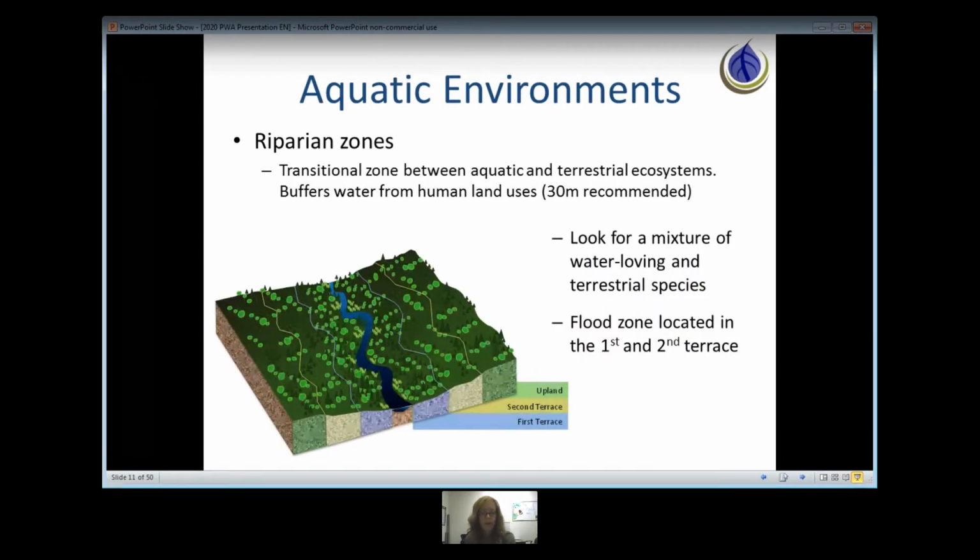And we also have riparian zones that border these waterways. These are transitional zones between aquatic and terrestrial ecosystems. They kind of buffer all of the activities that we have on our land and what actually impacts our waterways. So to have a good mixture of water-loving plants and terrestrial plants between these activities is preferable.